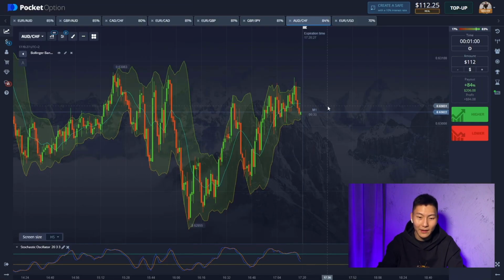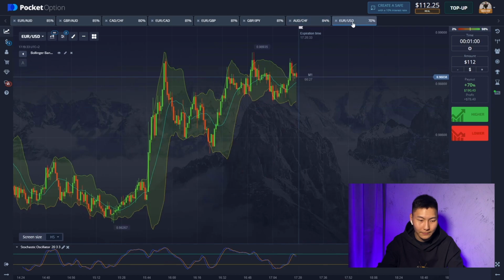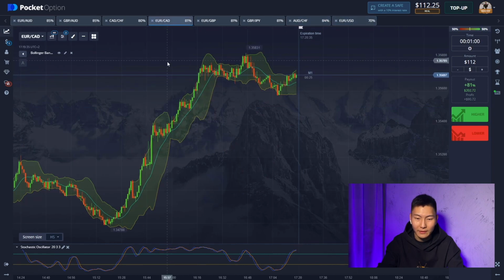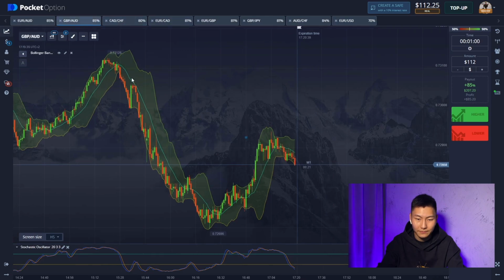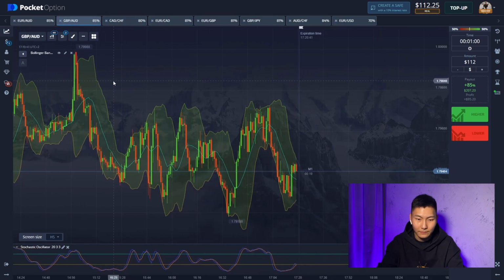And let's get down to trading and find the better currency pair. Let's start our analysis and find the currency pair with a high payout rate. And here I guess we open a long position.